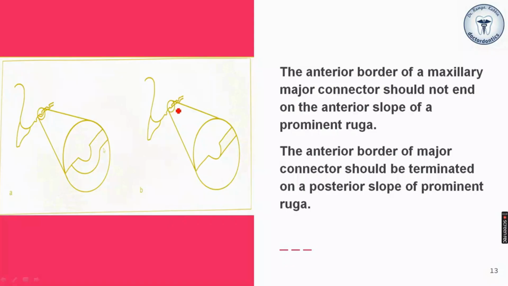Next, the anterior border of maxillary connectors should not end on an anterior slope of the prominent rugae. It should end on a posterior slope of the prominent rugae. Avoid prominence in the anterior part. It will affect phonation and also lead to discomfort to the patient. So it should end on a posterior slope of the prominent rugae instead of the anterior slope, as it will avoid thickness of the major connector and the patient will be comfortable.